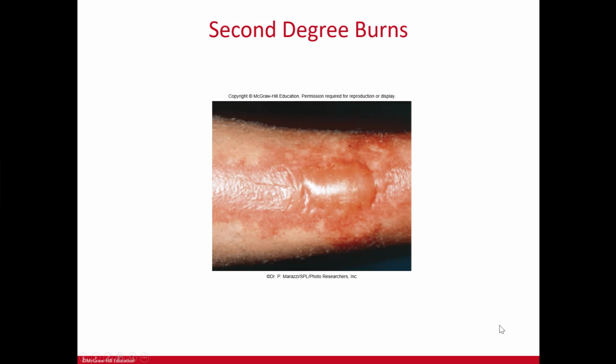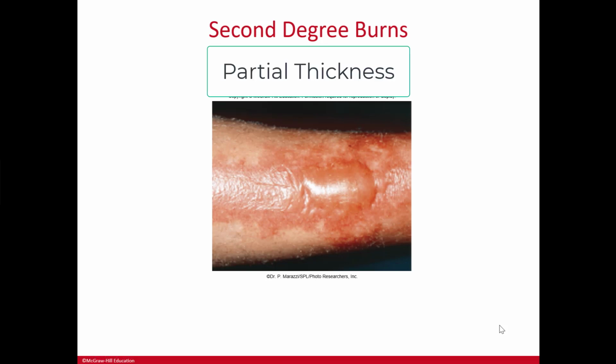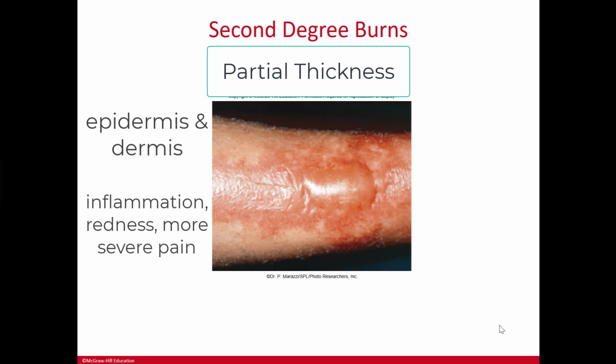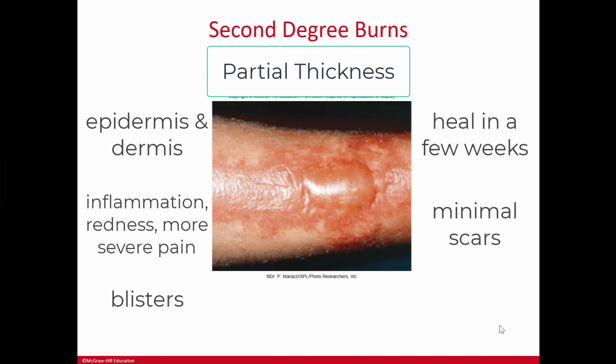Second degree burns are called partial thickness burns, and they involve both the epidermis and the dermis. They cause inflammation, redness, and much more intense pain. The key difference between superficial burns and partial thickness burns is the presence of blisters in a partial thickness burn. So these types of burns usually heal in a few weeks and leave minimal scars. So something like boiling water or a scald will cause a second degree burn or a partial thickness burn.